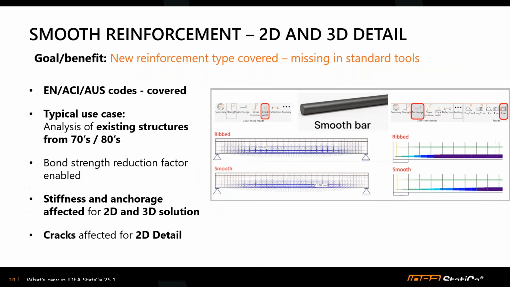Another improvement in Detail 2D as well as in Detail 3D is that it now fully supports smooth rebars. Previously this was not available, now we have it, and it is covered under Eurocode, American codes, and also Australian codes. So engineers can now accurately model existing structures, accounting for the reduced bond and anchorage. The crack behavior is covered in serviceability limit states in Detail 2D, and ultimate limit states in Detail 3D.